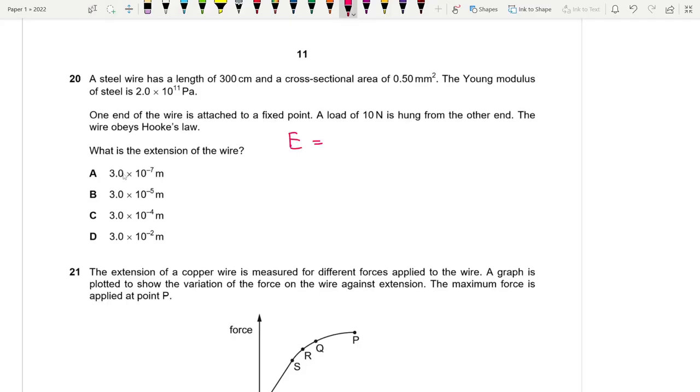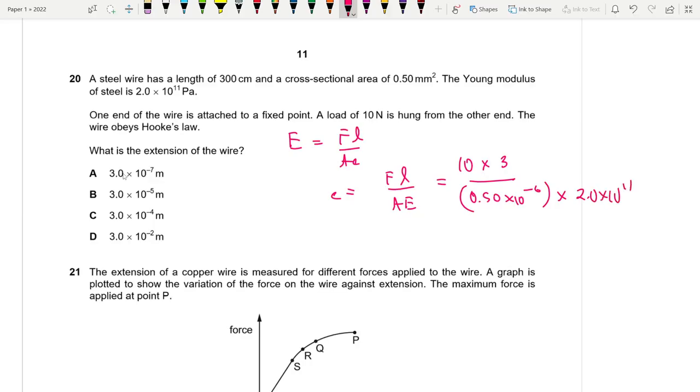Okay, so you know that E is equal to FL by AE. So small e is equal to FL by A capital E. So what's the weight? 10. The length is 300 centimeter divided by 100, 3 meters. Divide by area. Oh, we have the area. It's 0.50 times 10 to the power minus 3 whole squared, which is 10 to the power minus 6, millimeter squared to meter squared, times 2 into 10 to the power 11. Okay, so let's find this out.